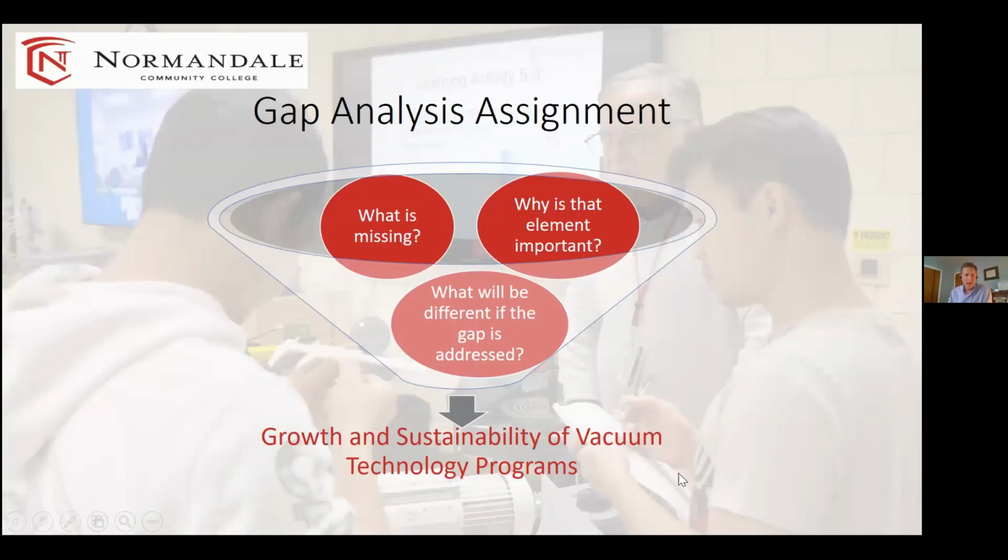If you remember from the last session, we asked you to fill out a worksheet that essentially asked these three questions. We wanted to know what you thought was missing from the broad area of vacuum technology education. And then we also asked you to identify why you thought that missing element was important and what would be different if that gap was addressed. And that would give us an idea of how we might be able to measure and track that. And that was in that worksheet that we sent out.